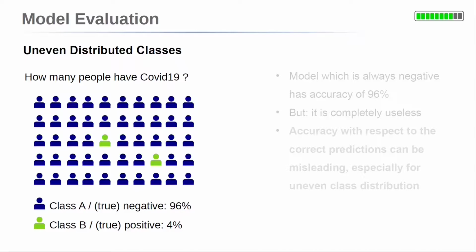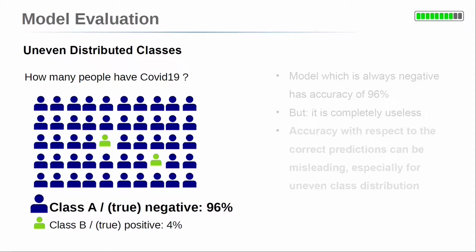Let's take a look at an example to understand the challenges of evaluating classification models. In this example, we examine how many people have COVID-19 in a given dataset and for a model prediction. Our dataset has observations of 50 people. 2 of these 50 people have COVID-19. These 2 people are called true positive. They are highlighted in green. So, in our example, 4% of the people are true positive.